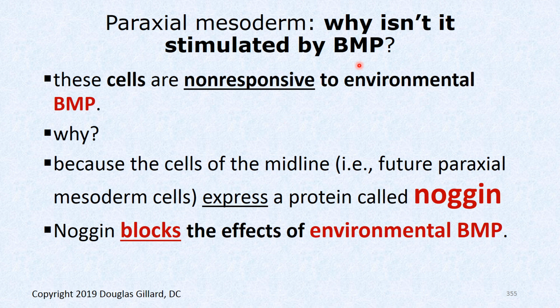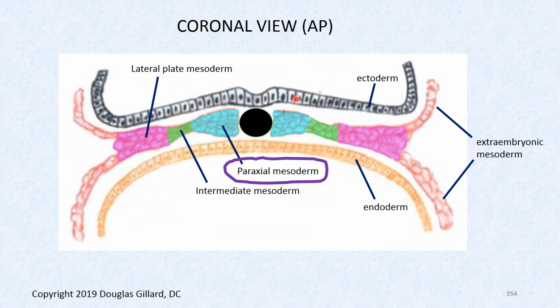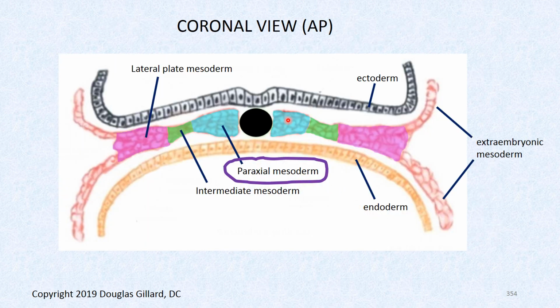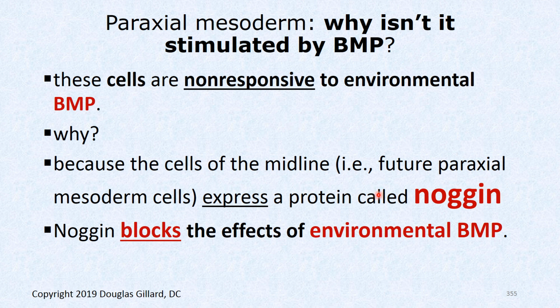So the question is, if high levels of BMP are being stimulated up here, and high levels are being cranked out of the ectoderm here, so all of these tissues are being exposed to pretty high levels of BMP, how come these don't express a lot of BMP? Why aren't more BMP genes being turned on? Research says it's because of a protein, another gene that's turned on in these cells. A lot of genes are turned on in these cells called noggin. Noggin has been found to block the effects of environmental BMP. It's as simple as that.